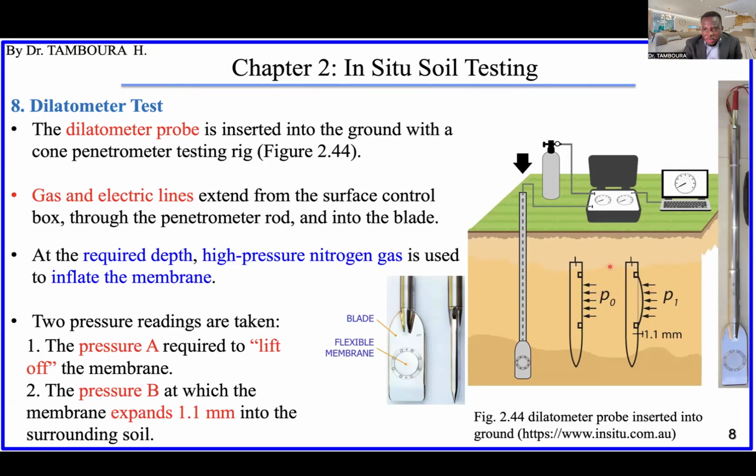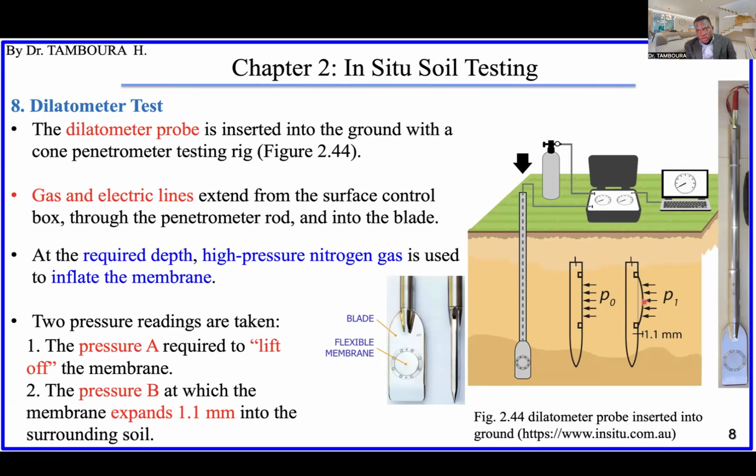And pressure B, which is here, is the pressure at which the membrane expands 1.1 millimeter into the surrounding soil. And you see here, 1.1 millimeter, okay? The membrane expands 1.1 millimeters.